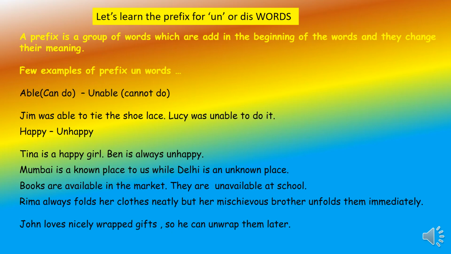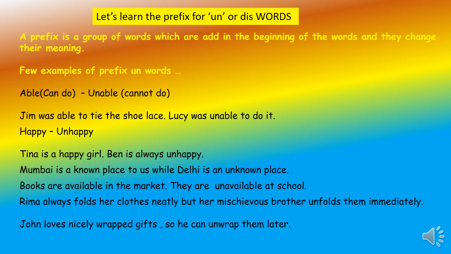Able. What do you mean by able? Means can do. Unable. What do you mean by unable? Cannot do. Okay, so let's see how both the words able and unable are used in these sentences. Jim was able to tie the shoelace. Lucy was unable to do it. So it's almost like the opposite of able is unable.